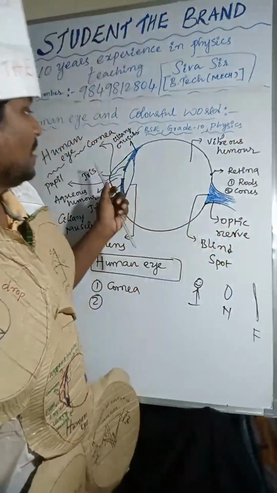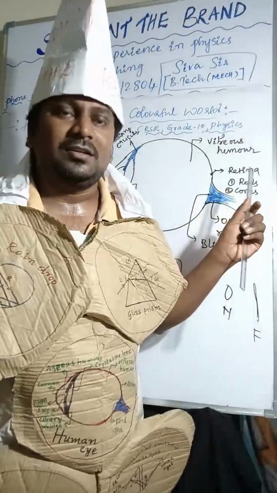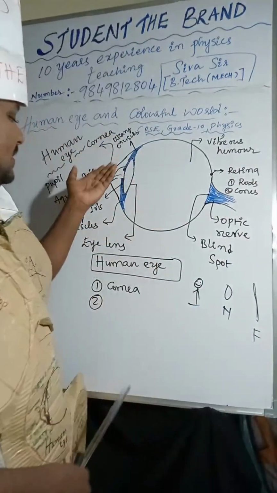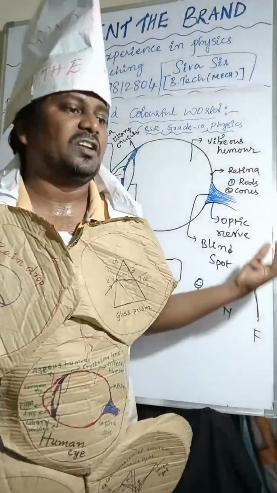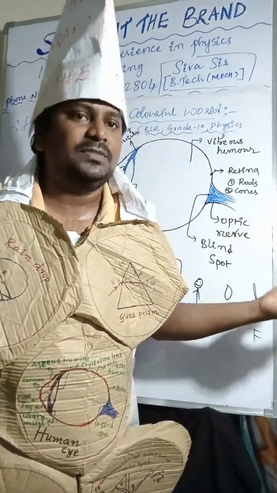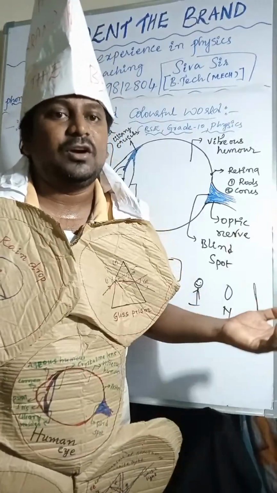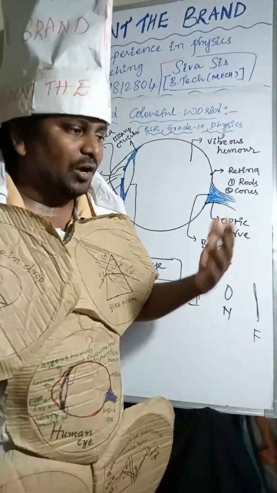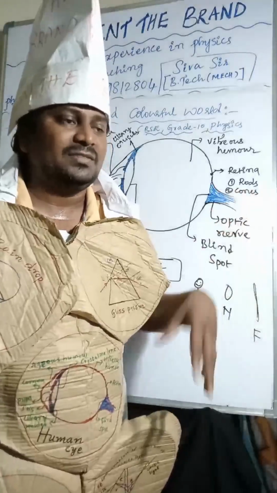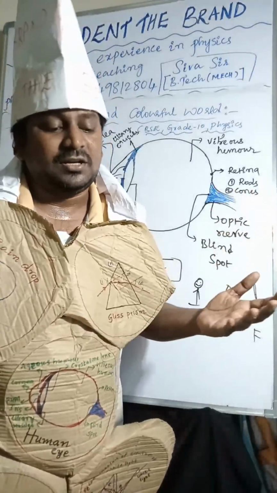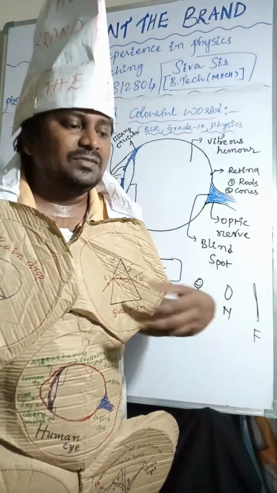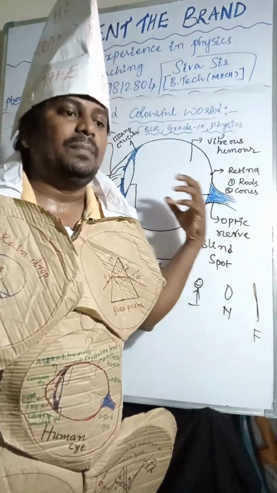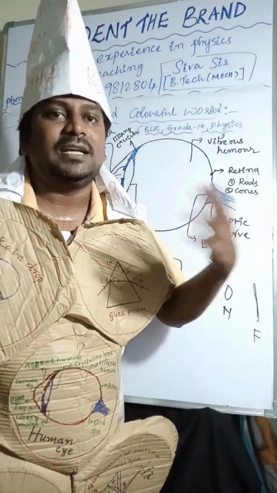Now we can see once again: cornea. Cornea is the front protective layer. Most of the refraction takes place at the cornea. Next, ciliary muscles. These are the muscles which adjust the curvature of the eye lens when we are seeing nearby and far objects. It gives the power of accommodation, the ability of the eye lens to adjust its focal length. By that we are able to see nearby objects as well as far objects.